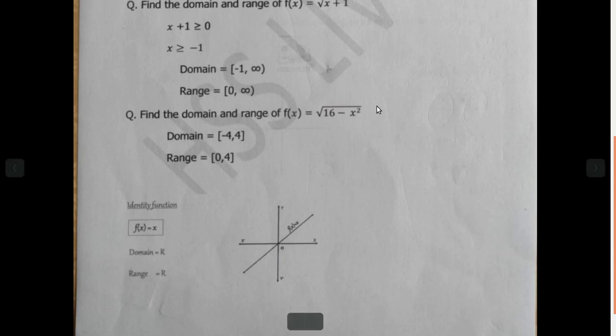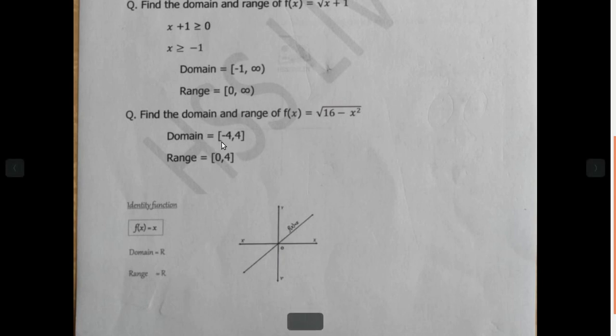Root of minus 9 is a complex number, because if there is a negative number inside the radical, which is impossible, such numbers are called what? Complex numbers. So this function is defined only for real numbers.